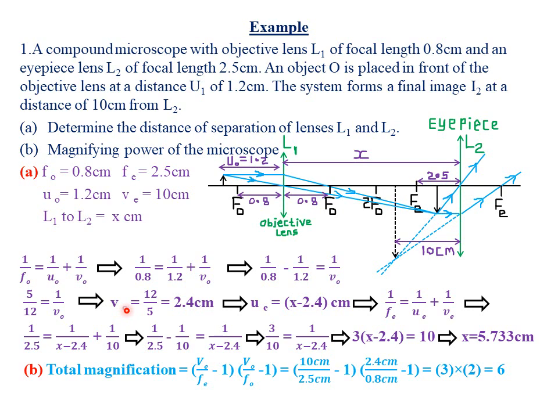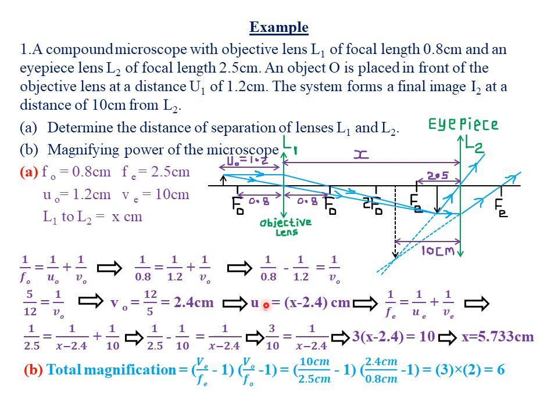That is the image distance of the objective lens. So this is actually this distance here, the distance from this particular objective lens up to where our image is formed. So this is the image that is formed by the objective lens. So the distance from here up to the objective lens, that is 2.4 centimeters.